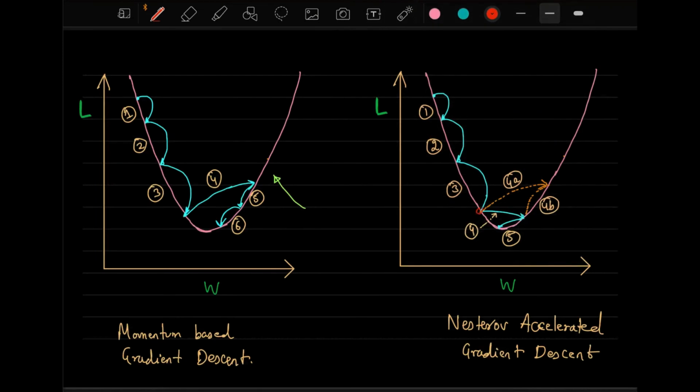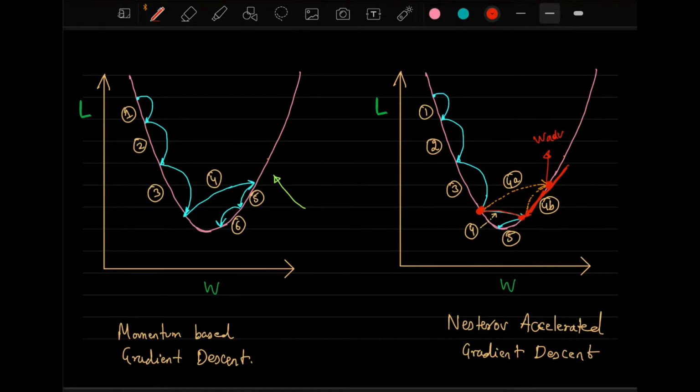So at this point what is happening? At this point, it is looking ahead. It is not going to this position, but it is looking ahead at this point, which is W advanced. It is looking at this point but not going there, and from this point it is calculating the gradient again at this point, which is this vector. And once you have this vector here, then it jumps to this point straight.